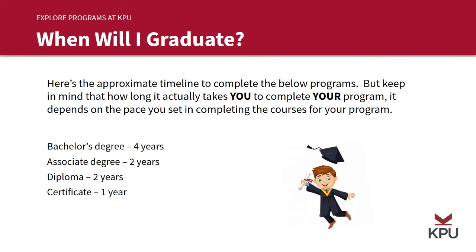So if a student takes about 30 credits a year, then for a certificate program, they should take a year to complete. Whereas if a student takes less than 30 credits a year, it will probably take more than a year to complete the program, and so forth. And of course, if you're working on a diploma program that's supposed to be 2 years, but you're taking more than 30 credits a year, then it might take you less than 2 years to complete your program.